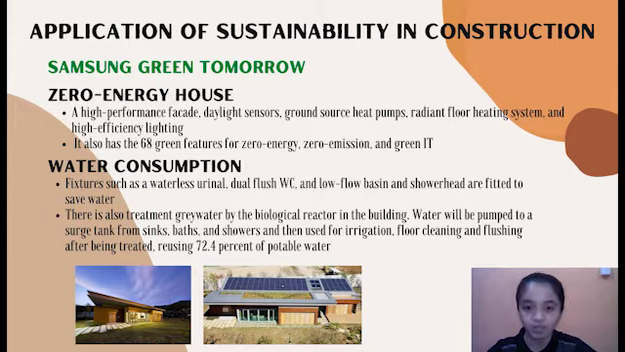Next, water consumption. Fixtures such as waterless urinals, dual flush water closets, and low flow basins and shower heads are fitted to save water. There is also grey water treatment by a biological reactor in the building, where water is pumped to a surge tank from sinks, baths, and showers and then used for irrigation, floor cleaning, and flushing after being treated, reusing 72.4% of potable water.